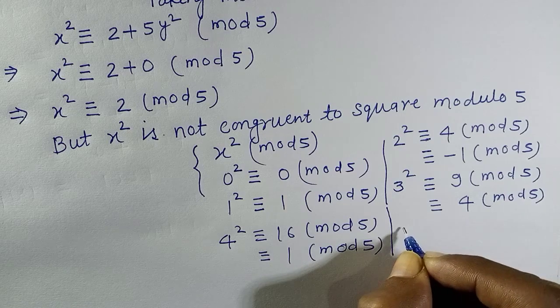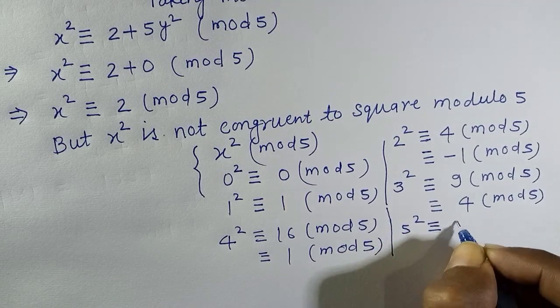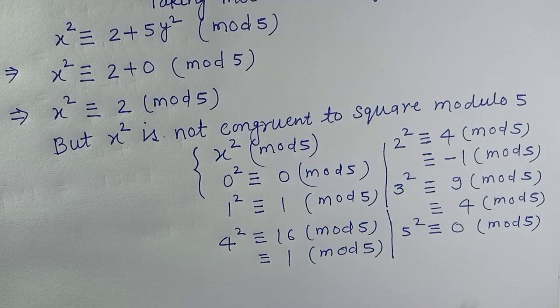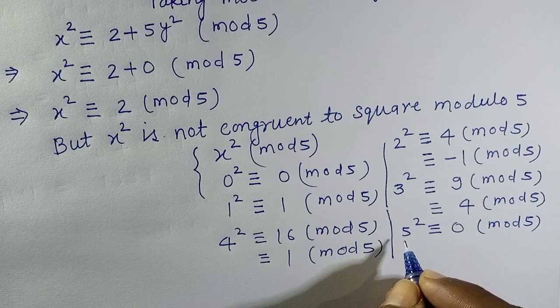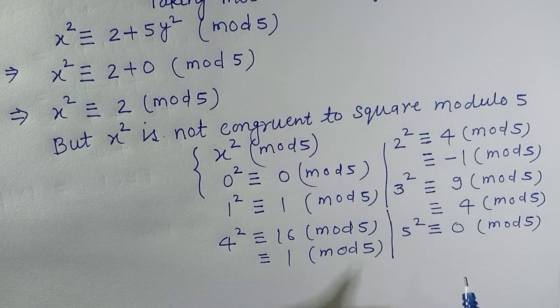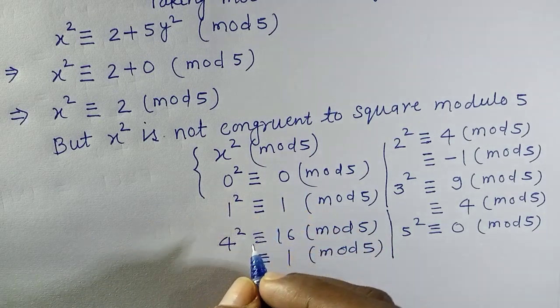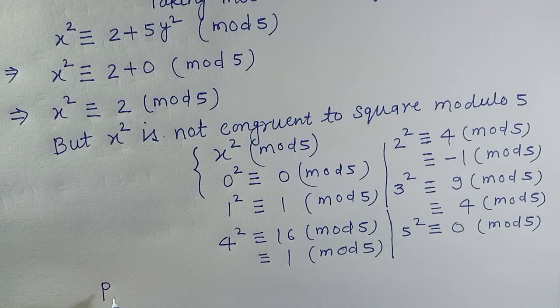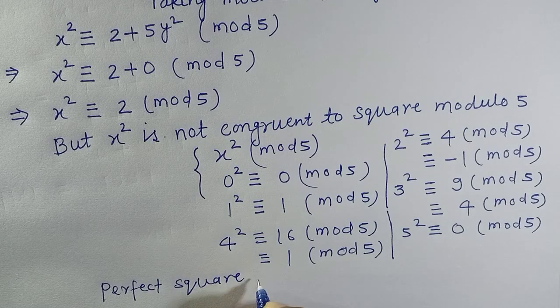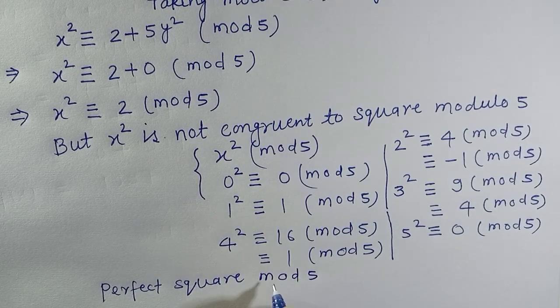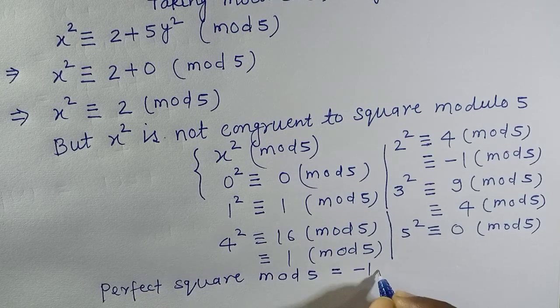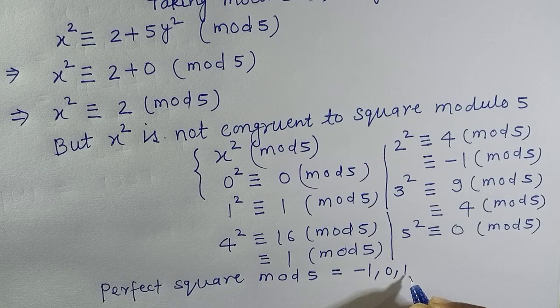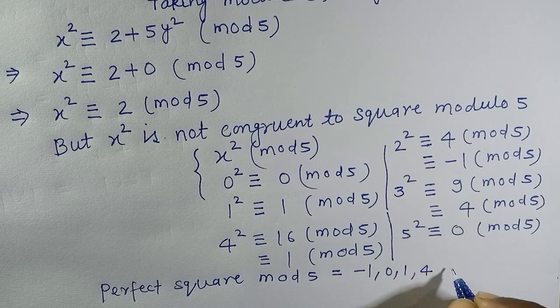Similarly, 5 squared is congruent to 0 mod 5, because if you divide 5 squared by 5 we get 0 as a remainder. So from this information we can write the perfect square modulo 5 as minus 1, 0, 1, 4 mod 5.